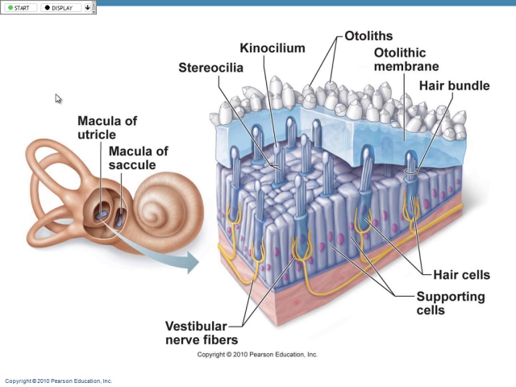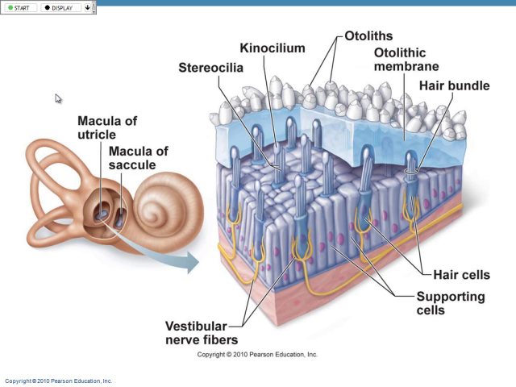So this is what we're going to see the setup looking like in the regions where we find receptors for equilibrium. Again, we have the supporting cells, just like all the other guys. Then we have the receptors, and what are the receptors called? Hair cells. They have cilia. Guess what the cilia is called? Stereocilia, same as we had in the cochlear region. We also call it stereocilia.